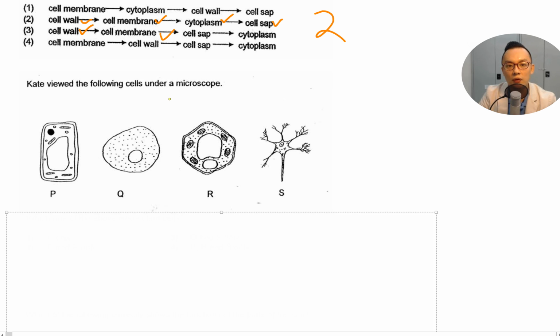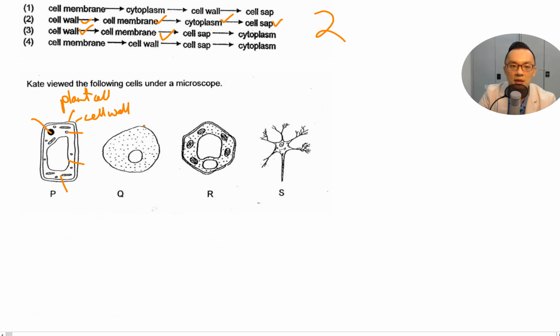Kate viewed the following cells under a microscope. So this is a plant cell. Okay, plant cell. Why do I know it's a plant cell? Because there's a cell wall. You have your chloroplast. You have your cell sap. You have your cytoplasm. You have your nucleus.